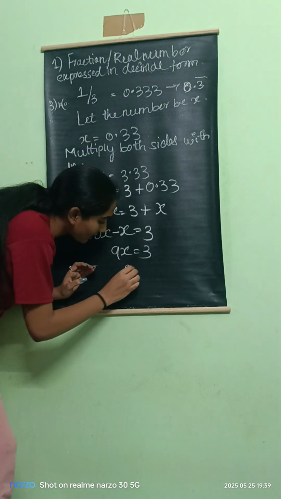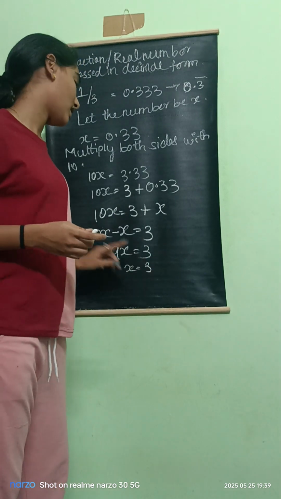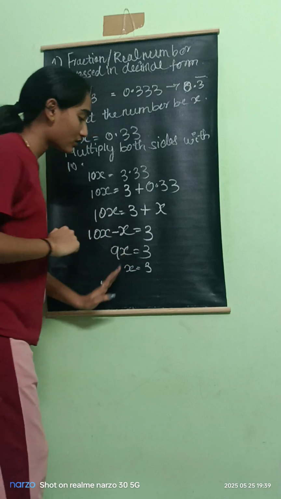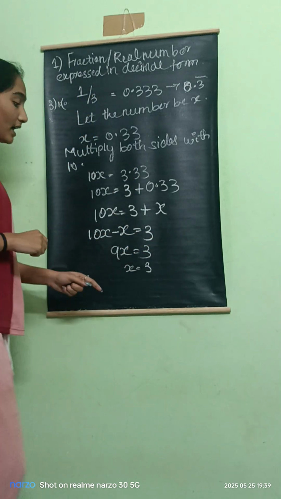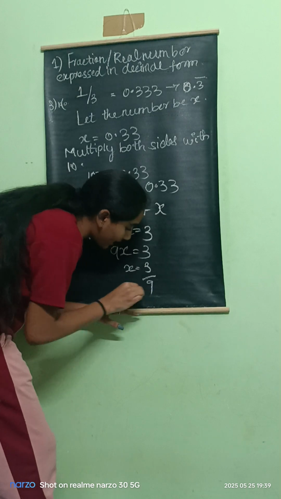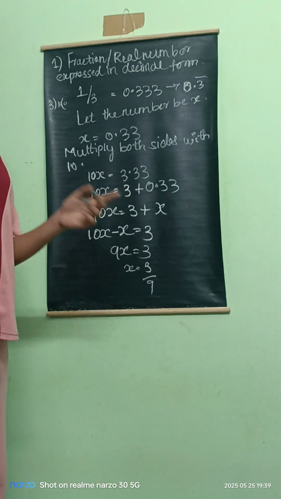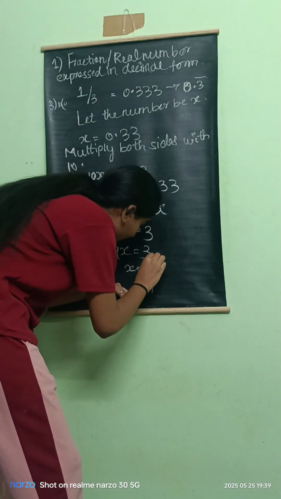Let's keep this x here and take this 9 to the other side. The 9 is in the operation of multiplication. If it goes to the right side of the equals sign, it becomes division. So 3 by 9. Is this the final answer? No. The main important thing is cancellation.